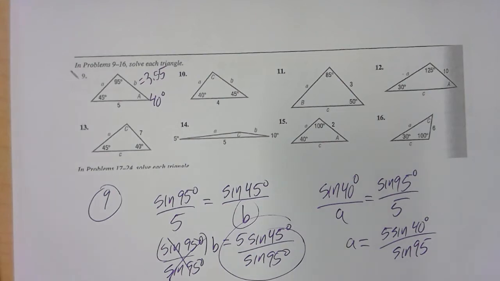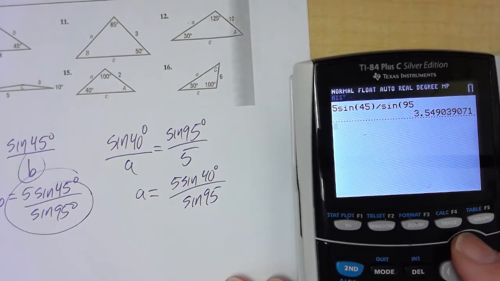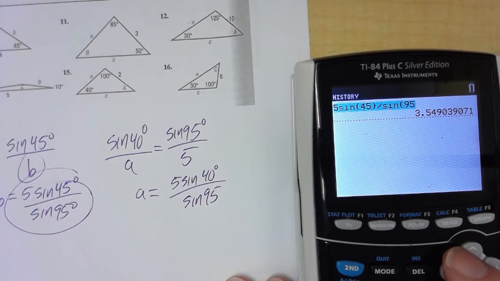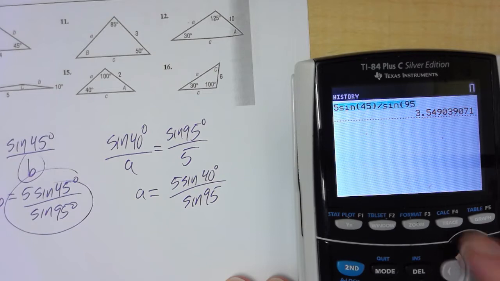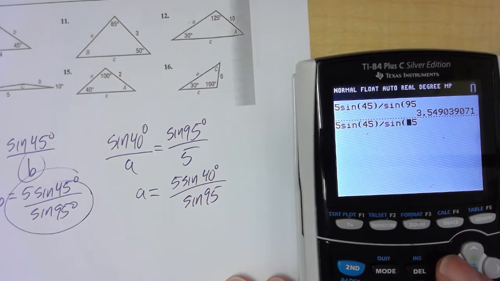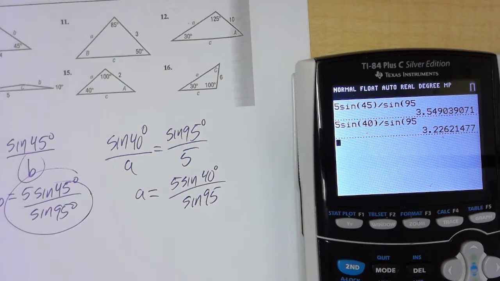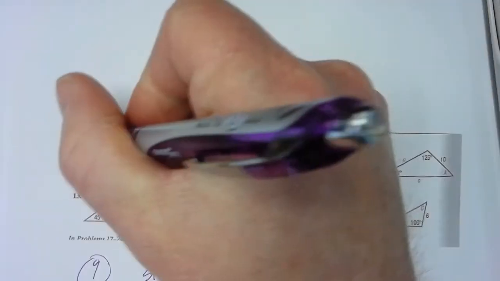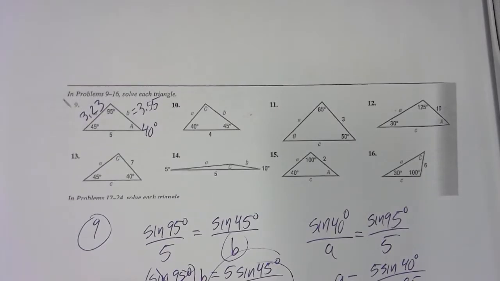Now I'm not going to let a good typing of the calculator go to waste. I'm going to go up in here, and all I have to do is hit enter and change that to 40 degrees. So it's 5 sine 40 degrees over sine 95. That's 3.23. And there we have solved the triangle.